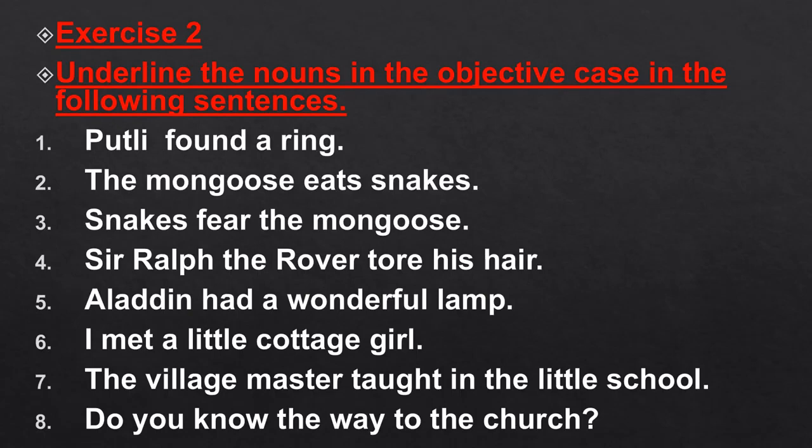Now the second exercise is, underline the nouns in the objective case in the following sentences. First, Putli found a ring. Second, the mongoose eats snakes. Third, snakes fear the mongoose. Fourth, Sir Ralph the rover tore his hair. Fifth, Aladdin had a wonderful lamp. Sixth, I met a little cottage girl. Seventh, the village master taught in the little school. Eighth, do you know the way to the church?